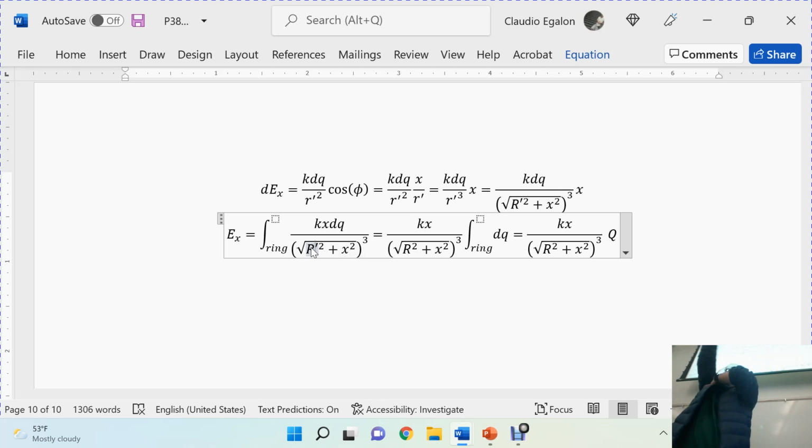Here's the disk. We're going to integrate over this ring at the edge, and then another ring just inside, and another ring. We're going to integrate from the radius 0 to the radius big R. This distance to the tip of my finger is what I call capital R prime. And I'm going to sum the contributions of the electric field of every small ring inside this disk.